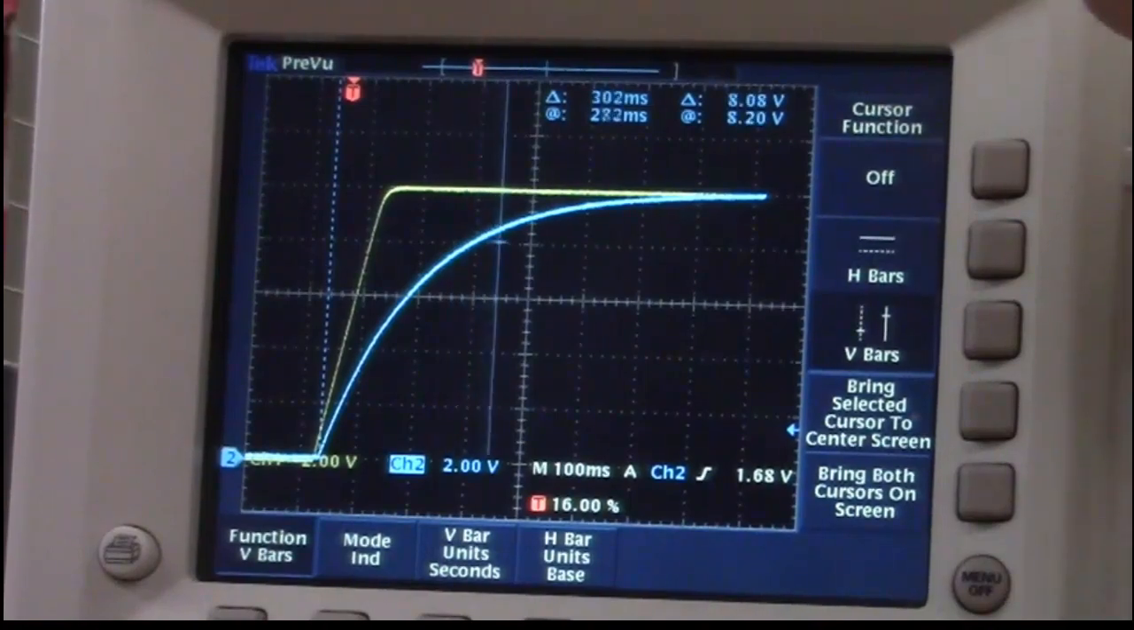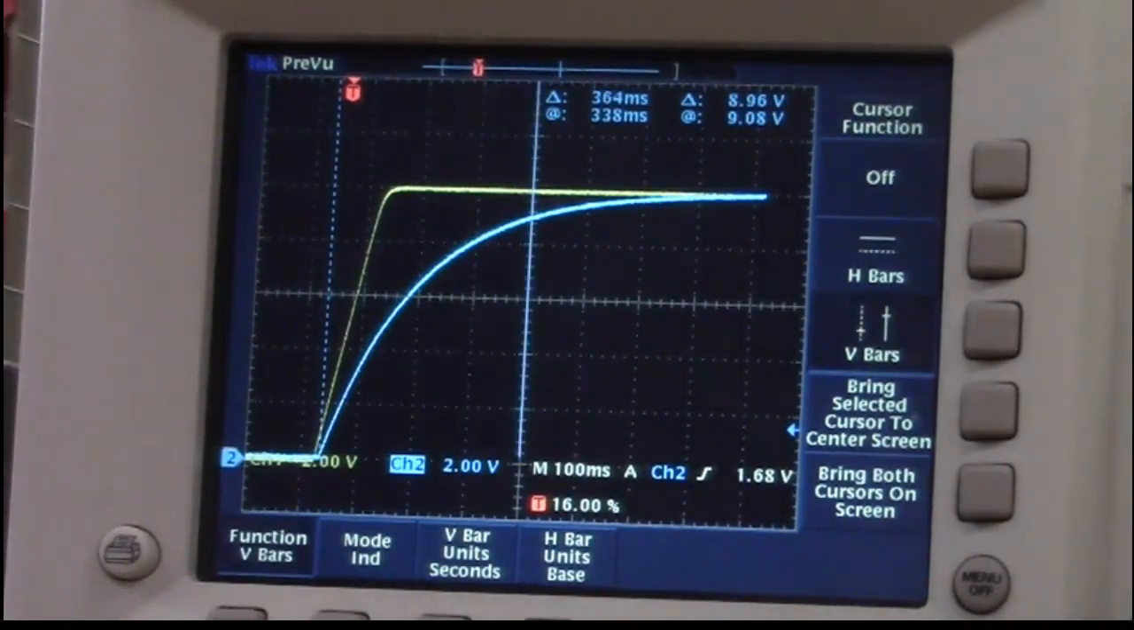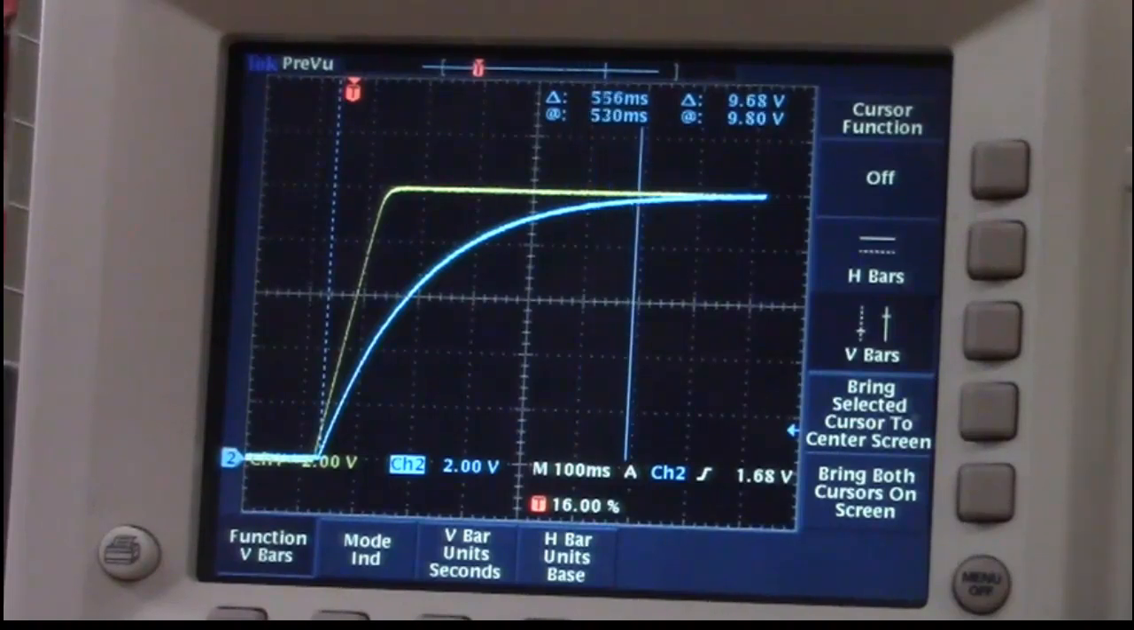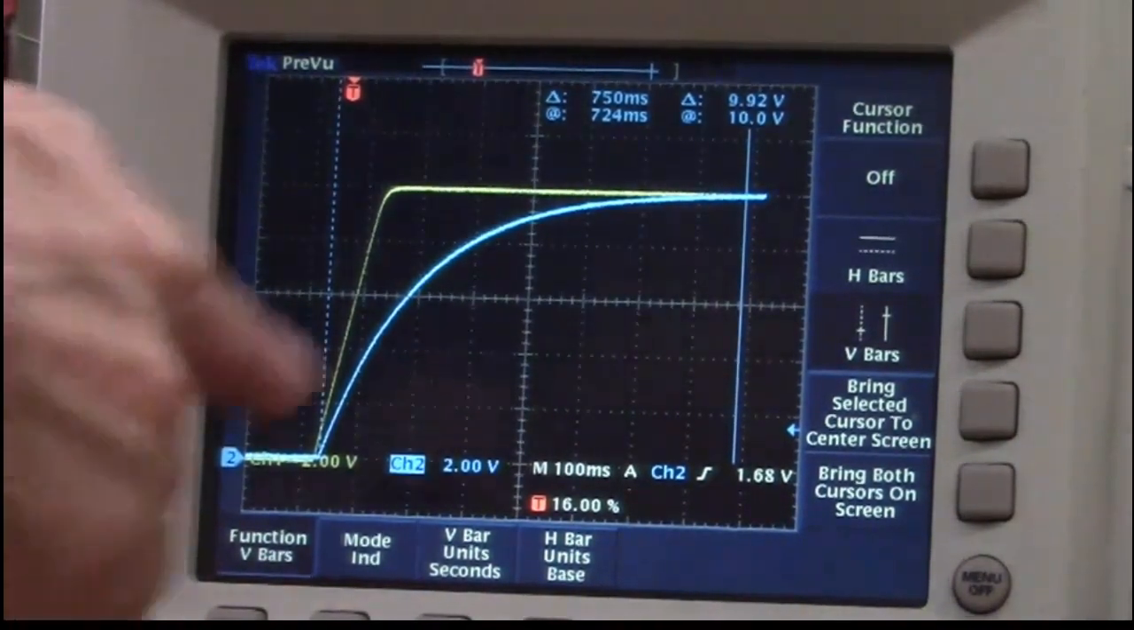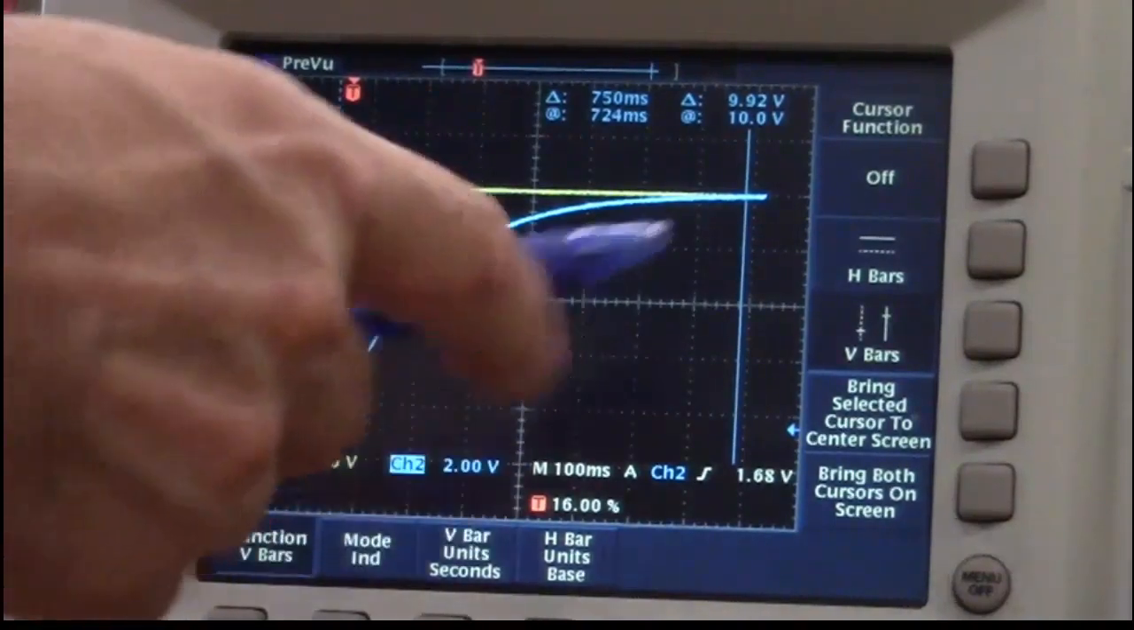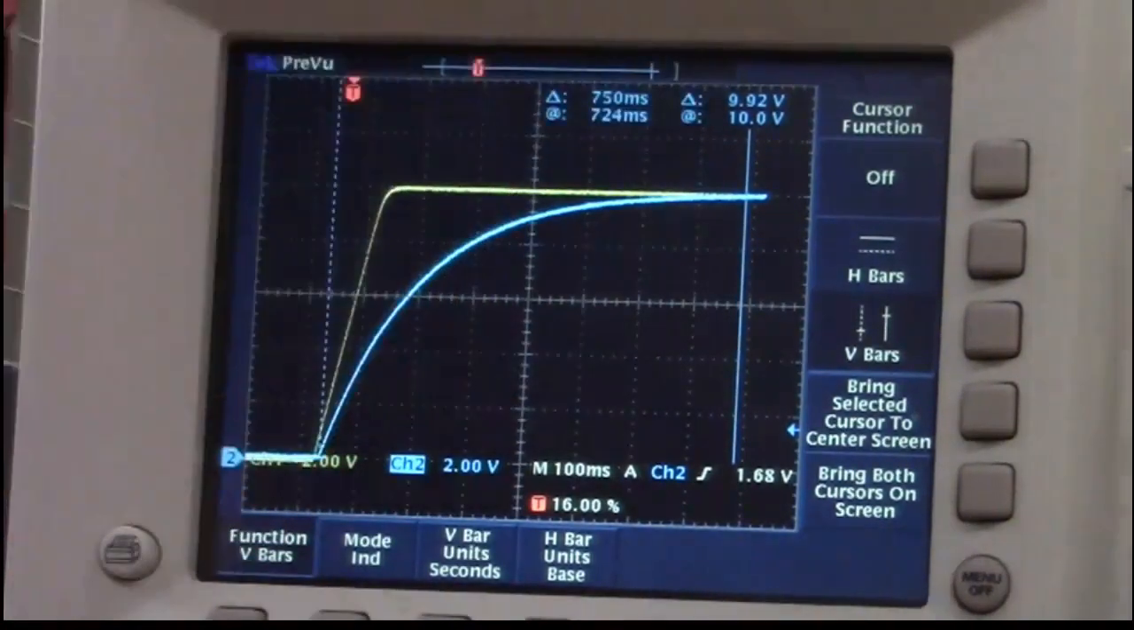After 5 time constants, which is 750 milliseconds, we would be almost right at our final value. There's 750. We'd expect to be about 99% of the way, and you can see that after 750 milliseconds, we're at 9.92 volts.